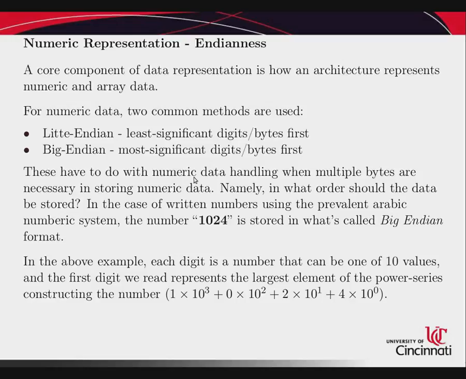These basically have to do with numeric data handling. What order should the data be stored in, for instance, if you have to deal with a number that doesn't fit in a single byte of data? If we go to the English language, numbers written using the more prevalent Arabic numbering system, the number I just grabbed, 1024, is stored in what's called big endian format. It basically means that when we read it, and even when we say it, we usually start with the largest component of the power series that defines that number. So in this case, I would describe it as 1024. The first thing I say is this piece right here, 1000.